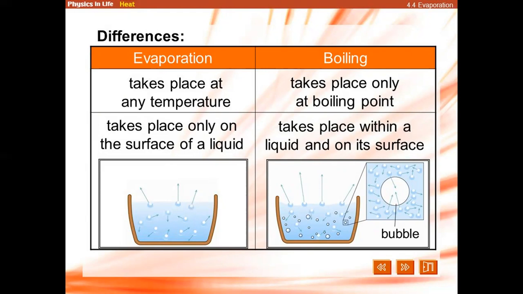So all molecules in the container on the boiling side are sharing in boiling, while in evaporation, only the surface molecules. In evaporation, it happens at any temperature. In boiling, it happens at a specific temperature, which is called the boiling point. In evaporation, we don't have bubbles. In boiling, we have bubbles. So these are the main differences between evaporation and boiling.